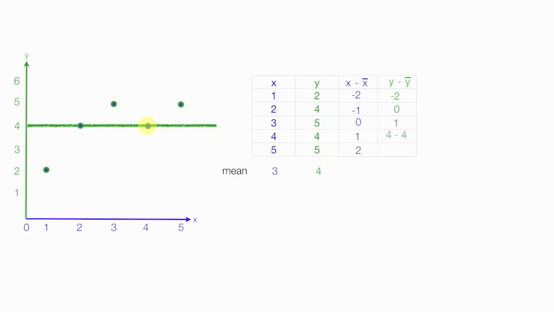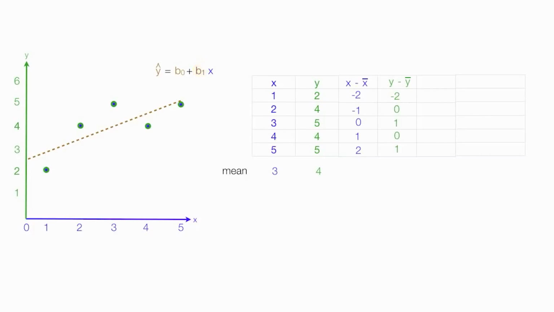4 minus 4, which is 0 again. And finally 5 minus 4, which is 1. So we're about 90% there. And now I'm going to make some additional calculations. And our goal is to get this equation here, y hat is equal to b naught plus b1 times x. And right now, I'm going to determine what b1 is.